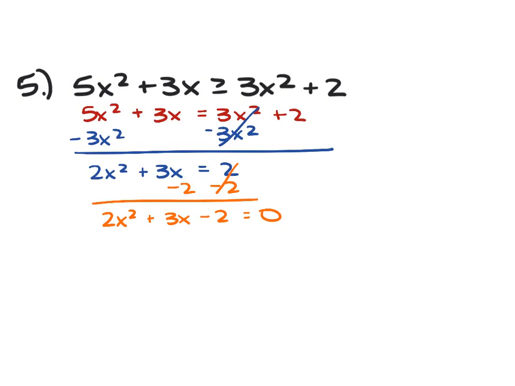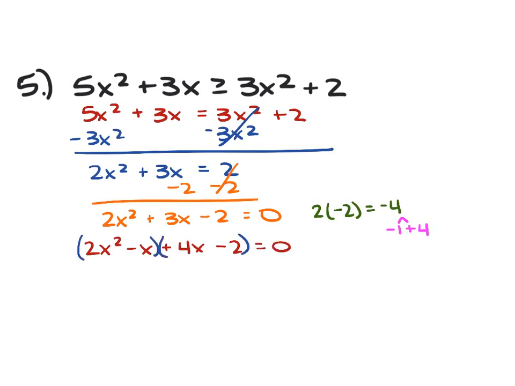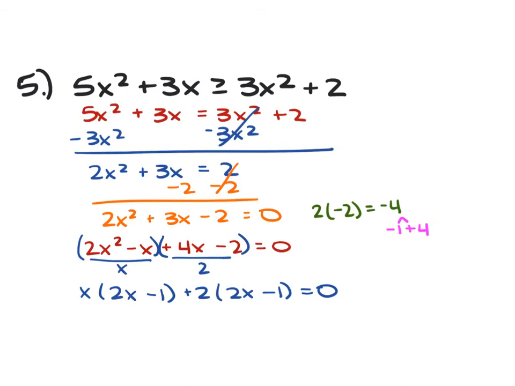For this one, when I factor it, I have to multiply my 2 by my negative 2. That gives me a negative 4. My factors of negative 4 that add up to be the 3 are going to be a positive 4 and a negative 1. So this is factoring to be 2x squared minus x plus 4x minus 2 is equal to 0. I'm going to factor by grouping now that I have the 4 terms. Factor out an x, factor out a 2. So this is x times 2x minus 1 plus 2 times 2x minus 1 is equal to 0.